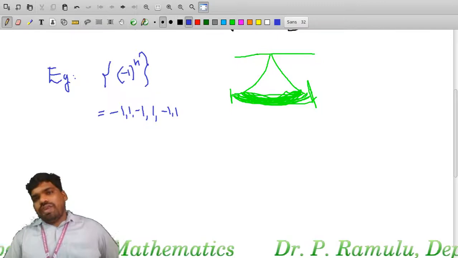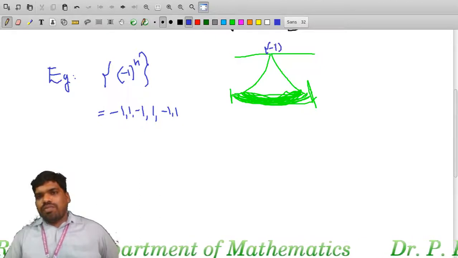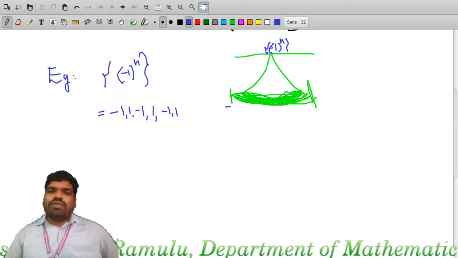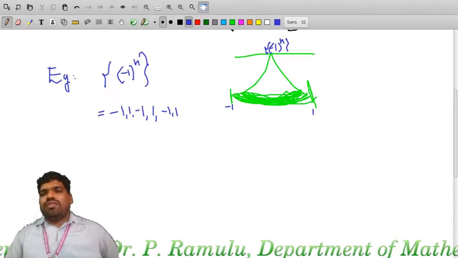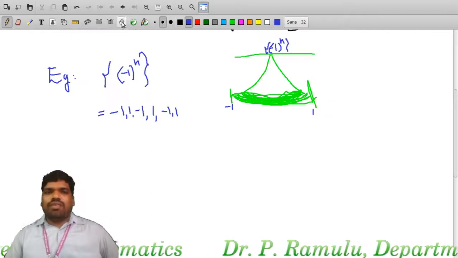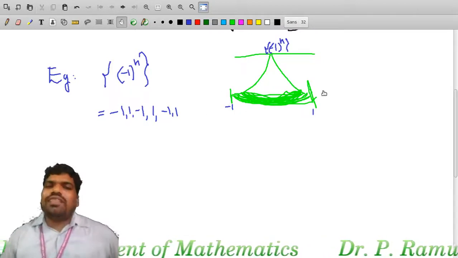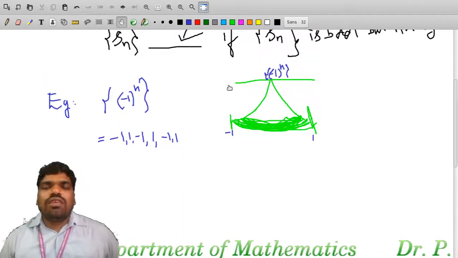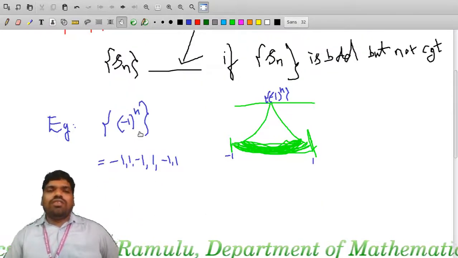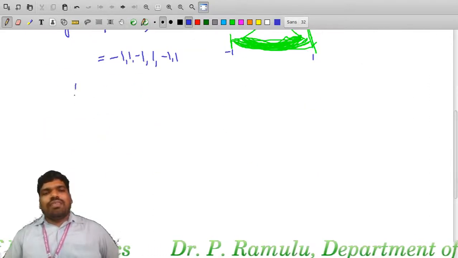So for n equal to 1 the term is minus 1, then plus 1, minus 1, plus 1, minus 1, plus 1. It keeps moving like this. Therefore we say that this sequence is a finite oscillatory sequence. You may take other examples also.